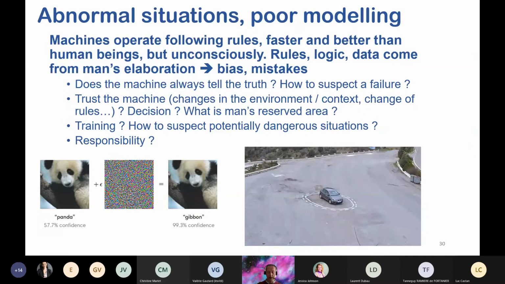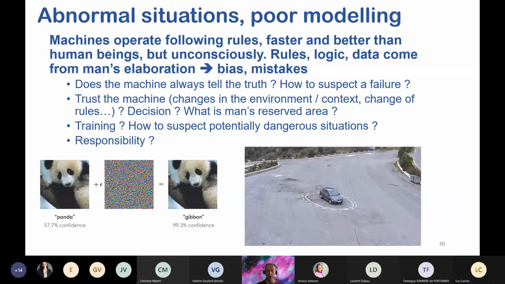Abnormal situations or poor modeling can lead us to risks. Does the machine always tell the truth? How to suspect a failure? You know, the person who says, well, I'm sorry, the machine told me to do this, and you have to comply. Can we always trust the machine, especially when the environment, the context, or the rules change?